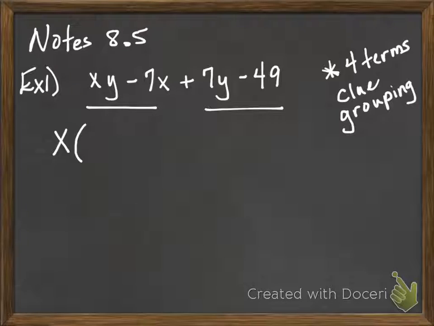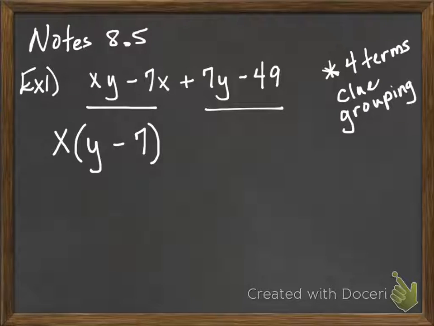So X times what is XY? Y. X times what is negative 7X? Negative 7. All right, do a little quick check right there. Make sure that you have backward distributed correctly. X is your GCF between the first 2 terms. You get Y minus 7 on the inside. Multiply your X back in your head and make sure you get XY minus 7X.